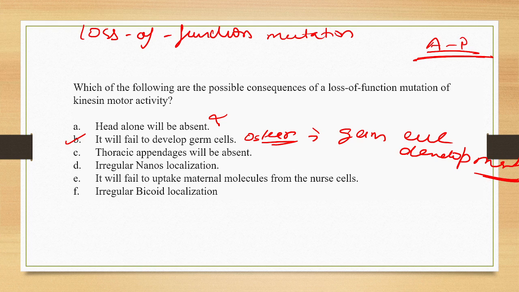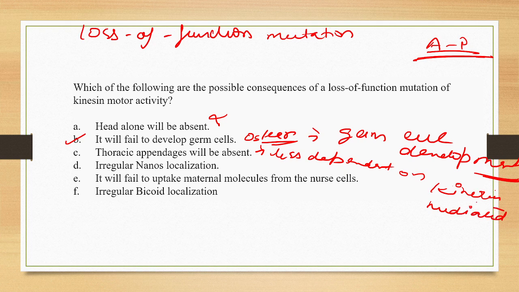Then, thoracic appendages will be absent. Thoracic appendages are specified by some other genes, for example, homeotic selector genes. Therefore, thoracic appendages are less dependent on kinesin mediated transport. So this is also not the correct answer. Then irregular nanos localization. Yes.